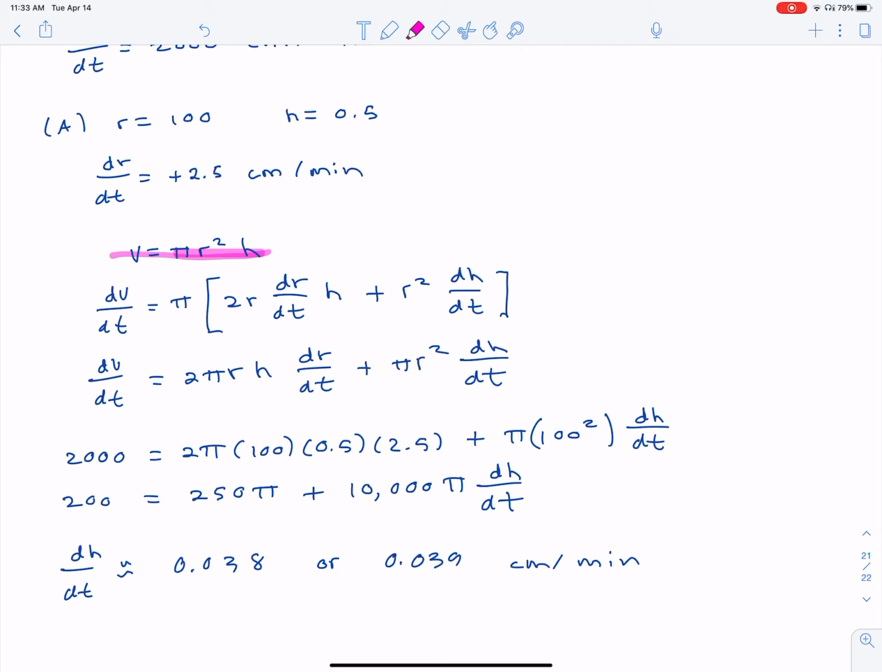So in order to do that, I took the derivative of that function with respect to time. And because r squared h is a product, I used the product rule. From there, I basically plugged in my numbers and solved.